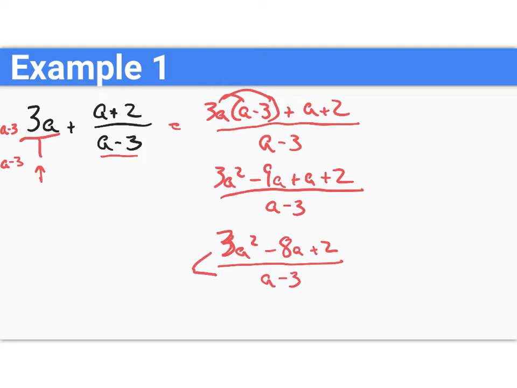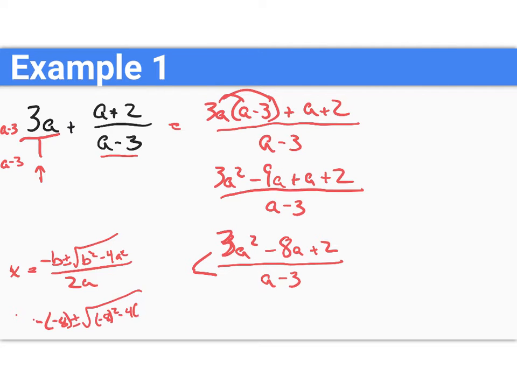If you get here and your answers look different than what you have, I will go ahead and do the quadratic formula where x or a or whatever equals negative b plus or minus the square root of b squared minus 4ac all over 2a. I will go ahead and use that, see if you can factor this trinomial, but I don't think you're going to get whole numbers. So let's try it. A negative of negative 8 plus or minus the square root of negative 8 squared minus 4 times 3 times 2 all over 2 times 3.